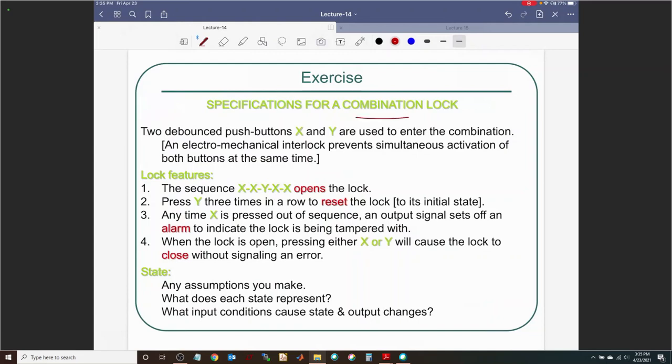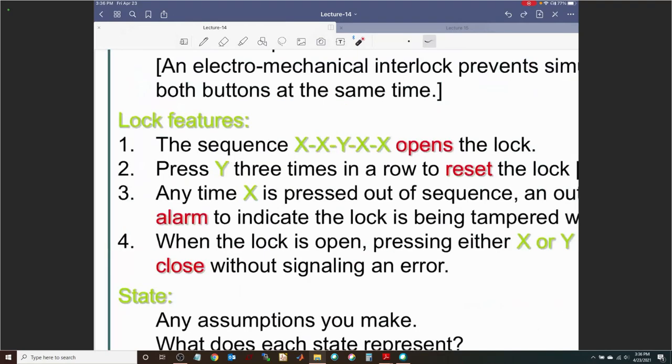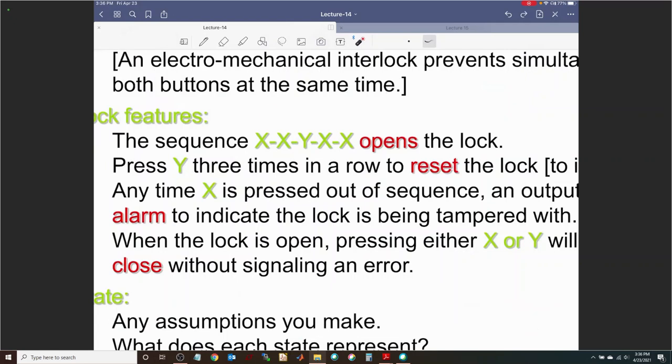So what is this combination lock supposed to do? Well, there are two debounced push buttons, X and Y, those are functioning as our input. The user will use X and Y push buttons to enter a particular combination. There is a particular sequence that will open the lock, and that particular sequence that we are choosing for our combination lock is XXYXX. So if a user goes in and pushes the buttons XXYXX, so these are two push buttons, so you have to do it in that particular order. If you do that, you open the lock.